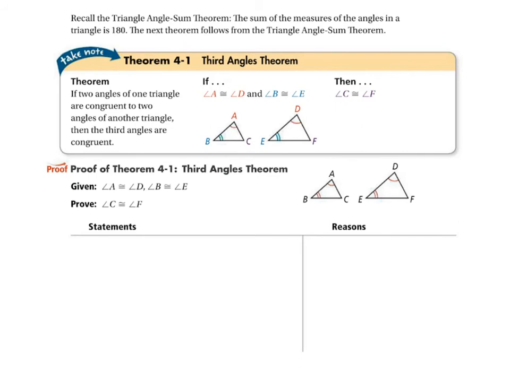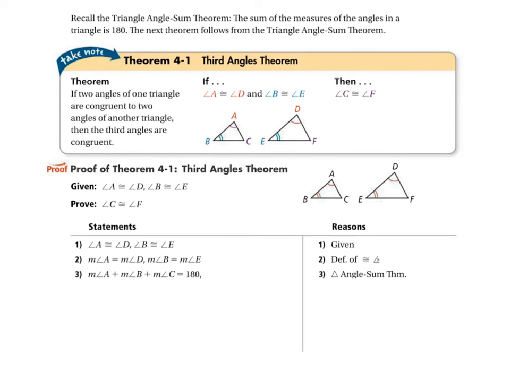Given that angle A is congruent to angle D, that's the single angle marks, and angle B is congruent to angle E, those are given, prove that the angles C and F are congruent. And here's how you do it. First of all, that information is given. Then we also know that by the definition of congruent angles, we can say that their measures are equal. Measure of angle A is equal to the measure of angle D. Measure of angle B is equal to the measure of angle E.